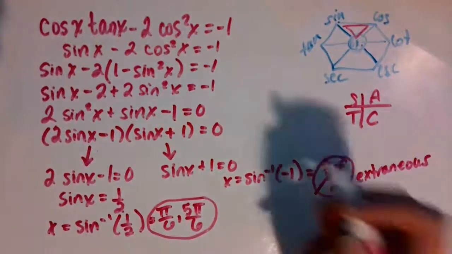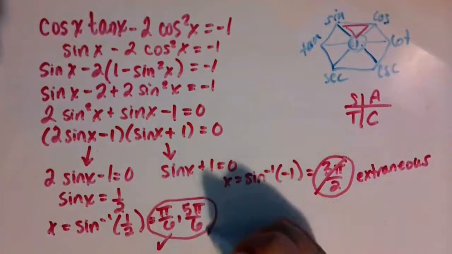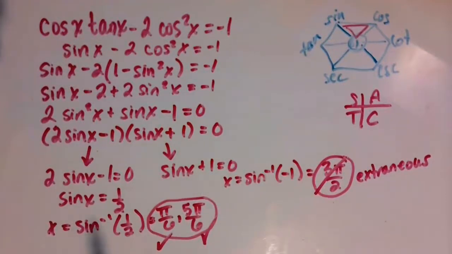Okay, so we know that pi over 6 worked and 5 pi over 6 worked. Those two answers check, but the 3 pi over 2 answer we discard as extraneous.